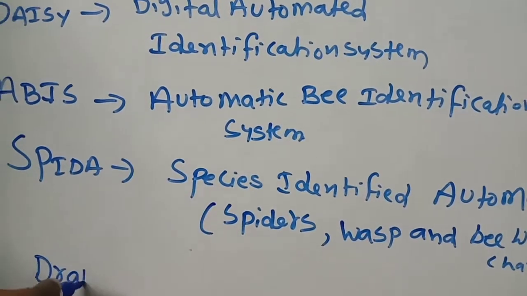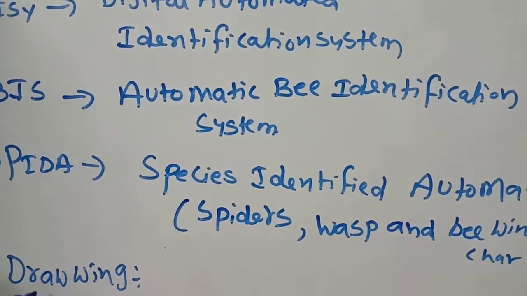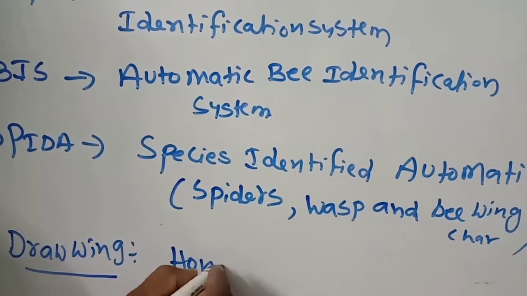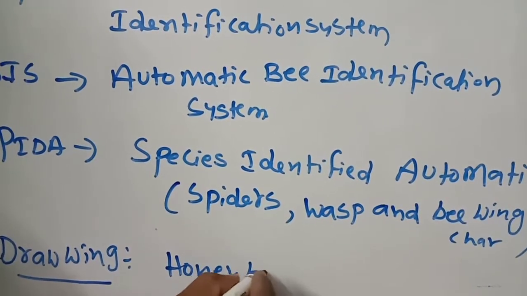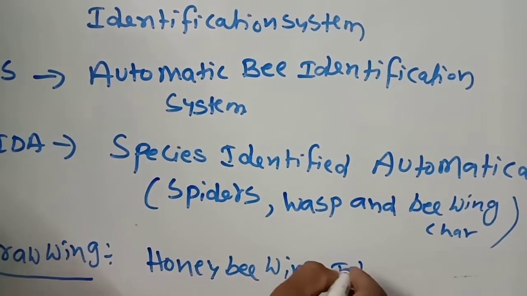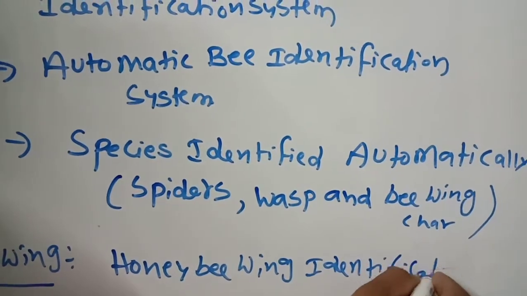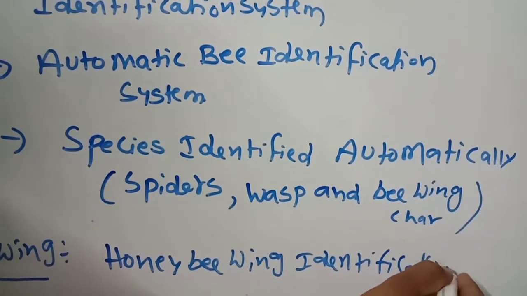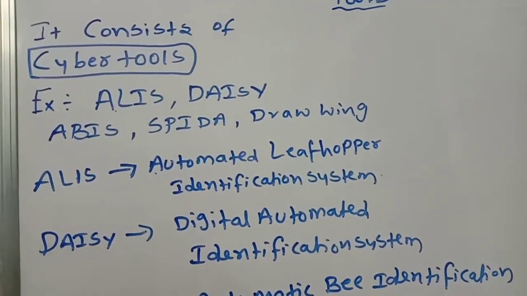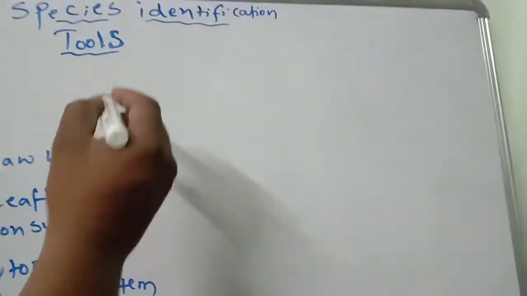What is that one? DRAWING. The DRAWING is honeybee wing identification. These names you should remember. Okay. So ALIS, DAISY, ABIS, SPIDA, DRAWING. The next one, neo-taxonomical tools.